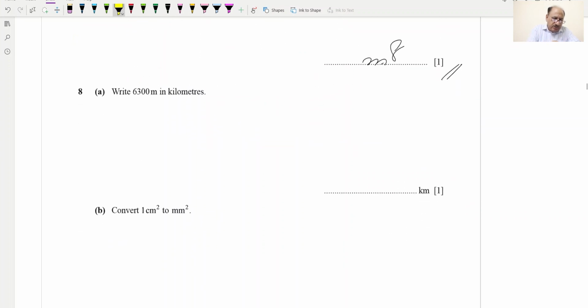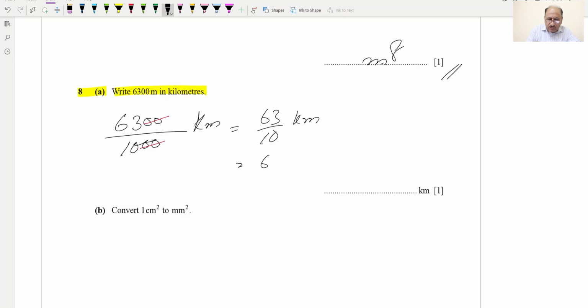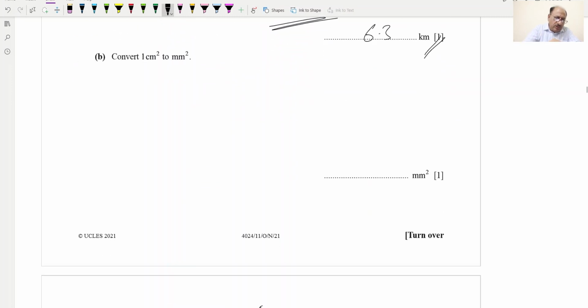Now question number 8, A part, write this in kilometers. The 6300 in meters we have to convert into kilometers. So we will divide by the conversion ratio, which is 1000. There are 1000 meters in 1 kilometer, so this will be in kilometers. Now we can cancel these two zeros with this one, and 63 over 10 means what? 63 over 10 kilometer means 6.3 kilometers, and this one we can write 6.3 kilometers is already there. 1 mark question.